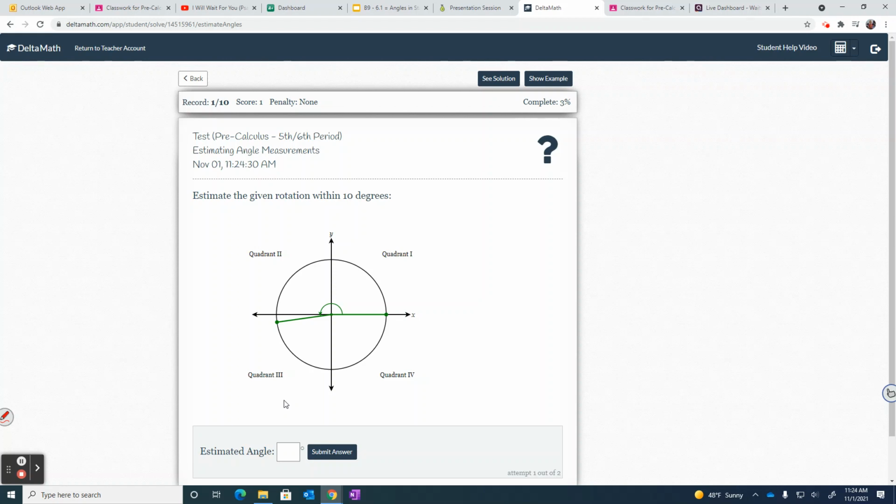Okay, so that one looks like it's a little bit past 180, but it's not quite to the next one, which is 210. So you might estimate that as 190, something like that. And if you miss it, it's not a big deal, but just do best estimate.